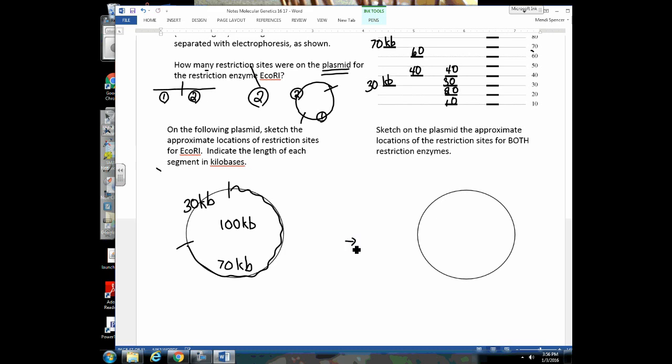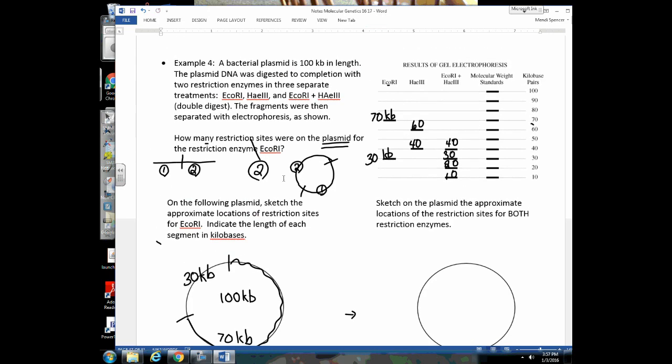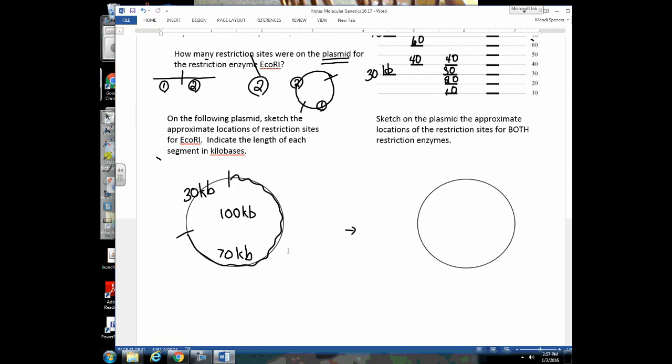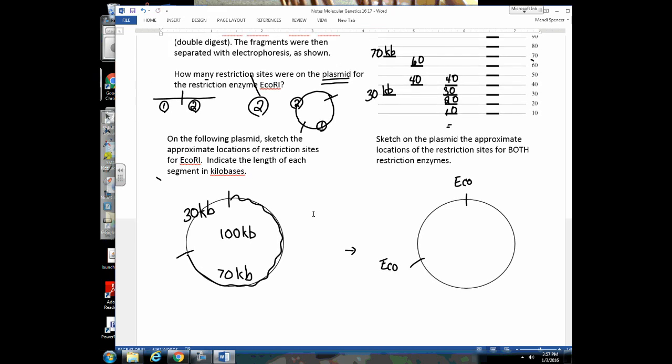On this plasmid, it wants us to put all the restriction sites, for ECO and for the other restriction enzyme, which is HAE. So again, let's put our restriction sites on there for ECO. We determined they were there. Got to label them. I'm not going to put 70 and 30 on there because I'm going to cut with the other one, with HAE. And going over here to this third column, we can see that when you cut with both of them, we're going to end up with 4 pieces.